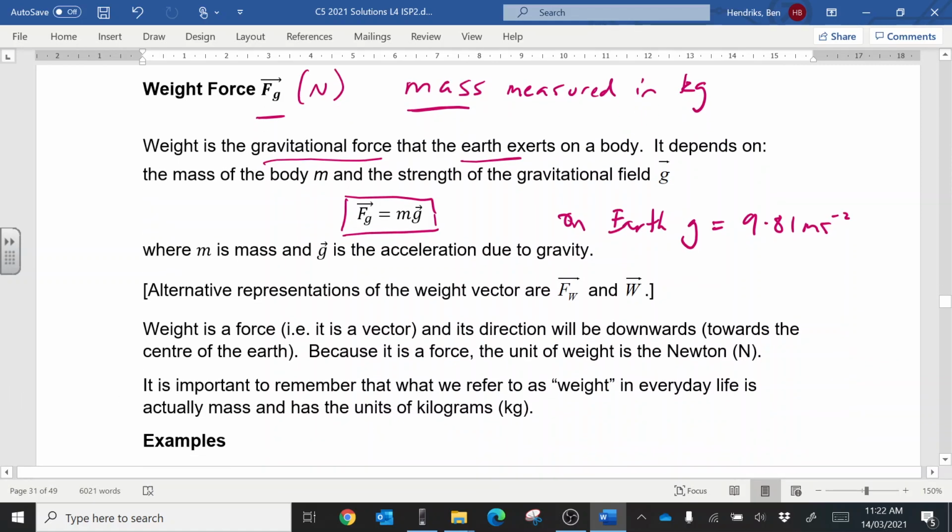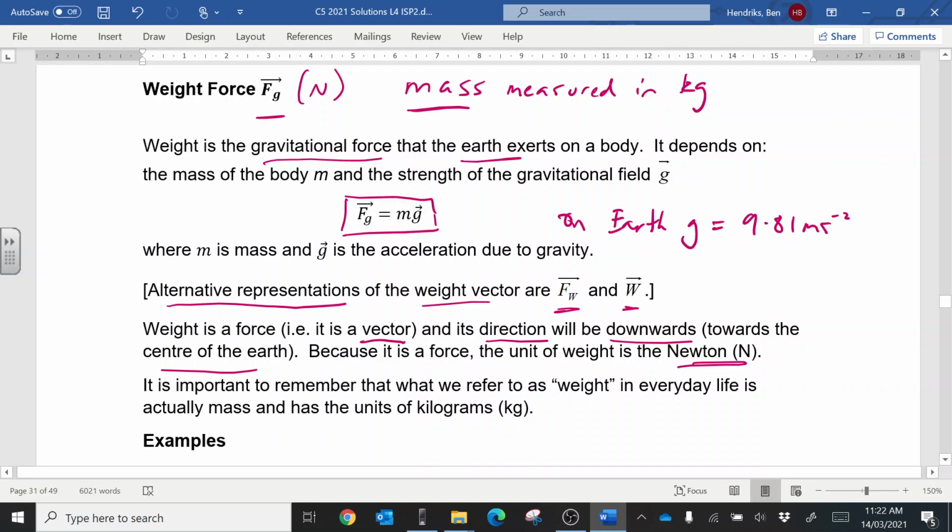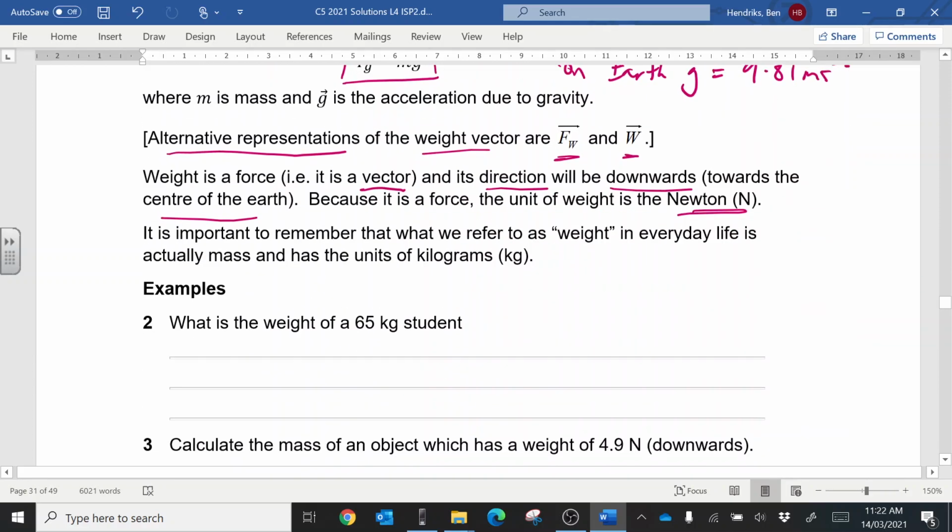We just have a couple of alternative representations of the weight force that you might see in textbooks or in other examples. Fw is sometimes the weight force, and sometimes people call the weight force just W. So weight is a force, which means it's a vector and its direction will be downwards towards the center of the Earth. Because it is a force, the unit of weight is newtons, like I've just said before. And again, just reiterating, it is important to remember that what we refer to as weight in everyday life is actually mass and has units of kilograms. So that's what I was talking about just now.